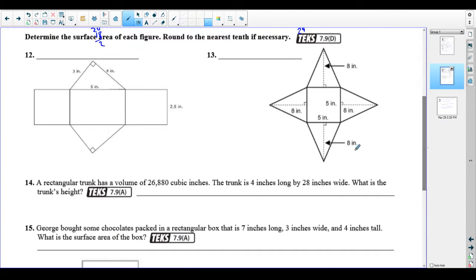Okay, 4 more. Determine the surface area of each figure, round to the nearest tenth if necessary. So this one, it's a triangular prism, right? 2 triangles, 3 rectangles. It's a little bit difficult in the sense that it doesn't tell you what these sides are. But if we know that this side has to be connected to that side if we folded it back up, that this has to be 3. And this one over here has to be the same as this one here, which is 4. And then all the heights of all 3 rectangles are 2.5.